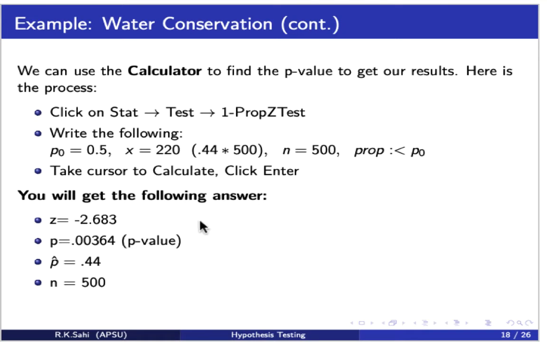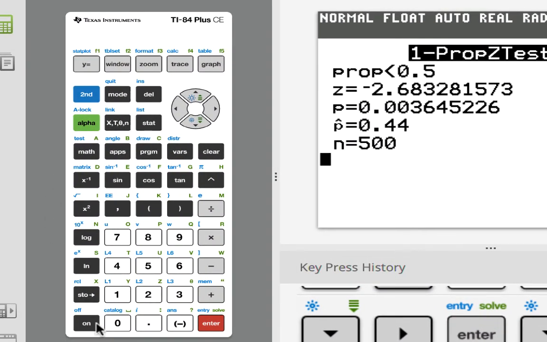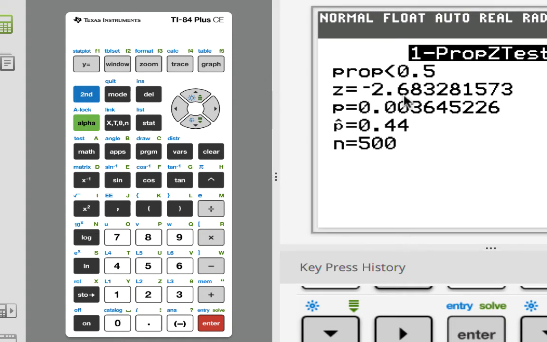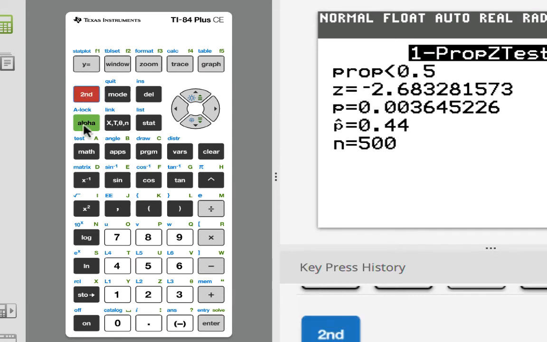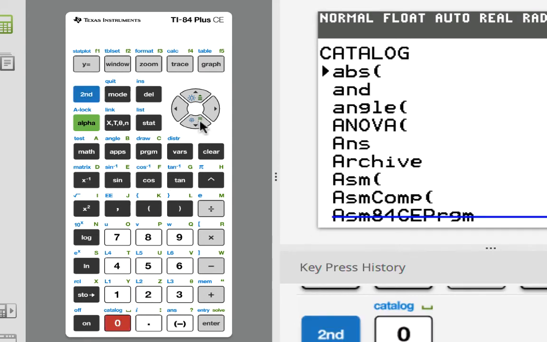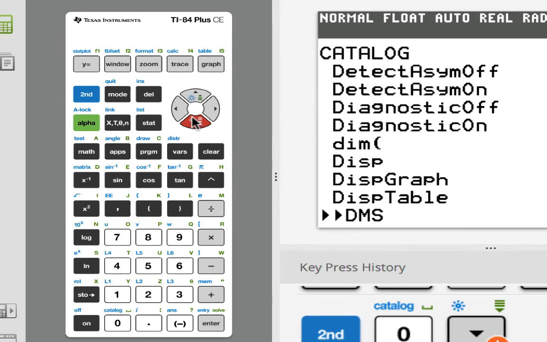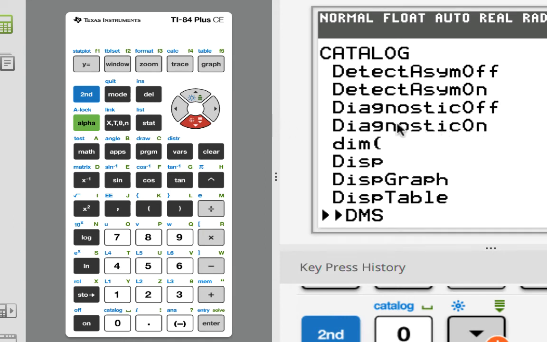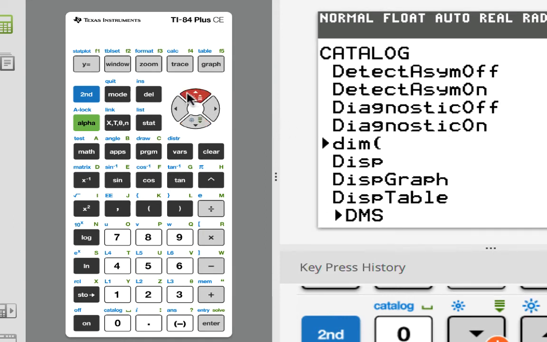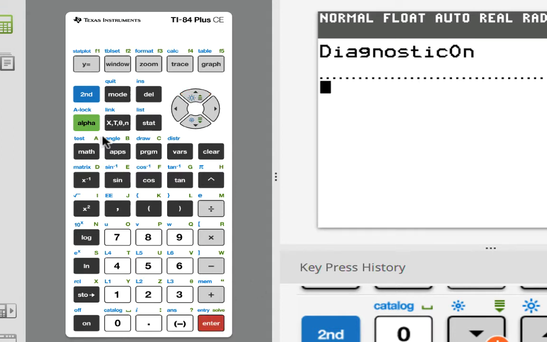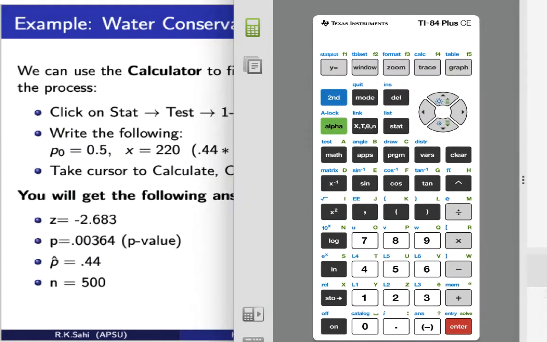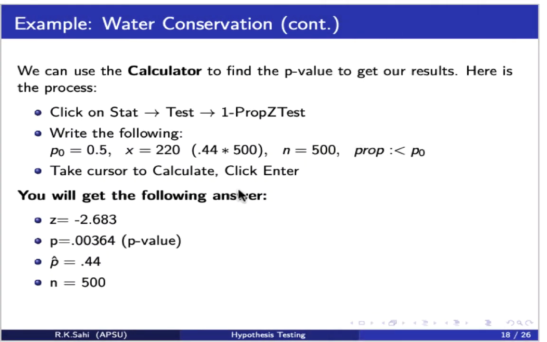Okay, and one more thing. When you're doing these problems, let me show you something. Your diagnostic has to be on. If it is not on, sometimes it may not give you answers. You need to do second and catalog, and then take your cursor to D. If it is not on, sometimes it doesn't work. Okay, there you go. You see this diagnostic on? So take your cursor here, press enter, and after that your calculator will give you the answers. Okay.